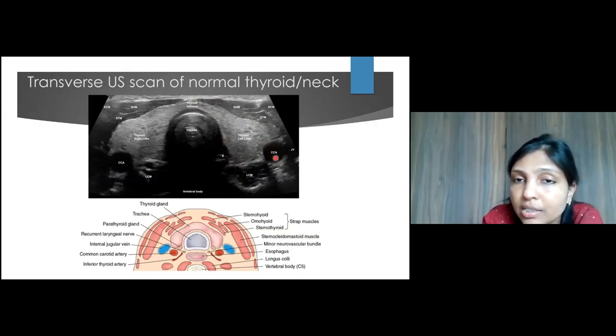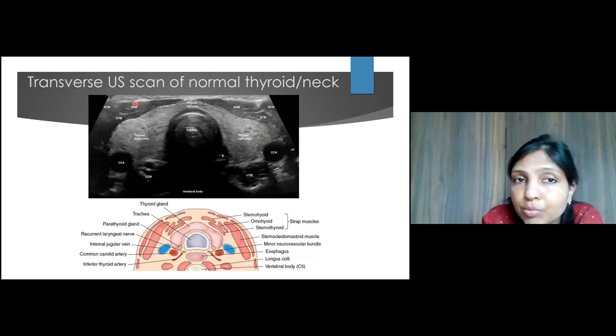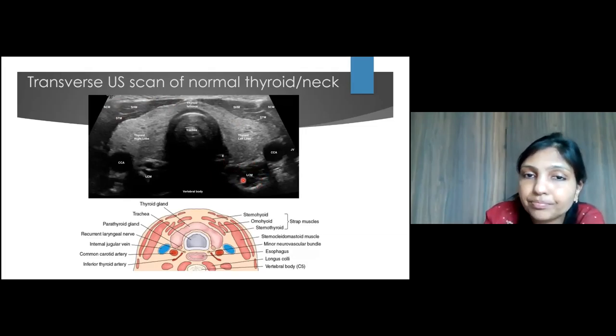What we see here, the anechoic structures, correspond to the blood vessels, the common carotid artery and the internal jugular. It is important to identify that these are the strap muscles. Strap muscles essentially lie anterior to the thyroid. We have the sternocleidomastoid muscle, which is more anterolateral to the thyroid. And then this is where the esophagus may be, towards the left of the picture.